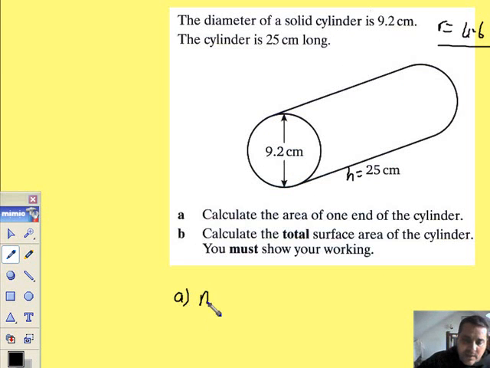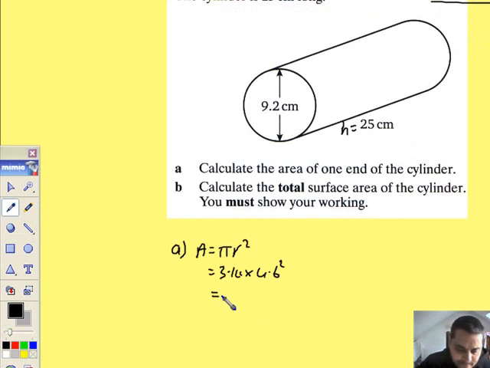Okay, so area equals pi r squared. I told you I'd need it. So that's going to be 3.14 times radius, 4.6 squared. Get an answer? So 4.6 squared multiplied by 3.14 comes to 66.44 centimeters squared. Calculate the total surface area of your cylinder.